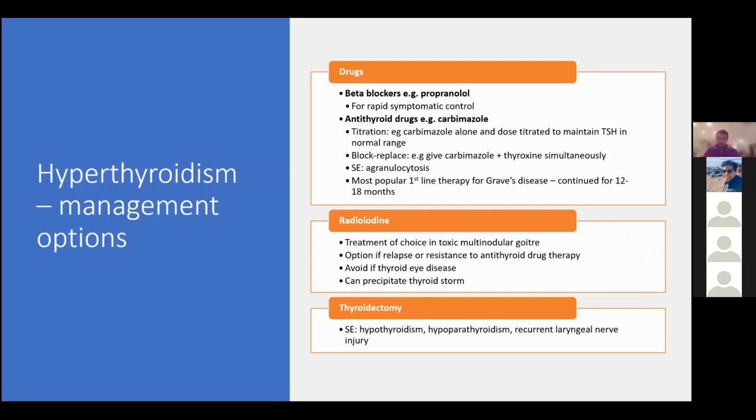And lastly, another option and an alternative is thyroidectomy. And obviously, if you're getting rid of the thyroid gland, then you can expect patients to become hypothyroid and hypoparathyroid. And just thinking about locally, the recurrent laryngeal nerve runs very close to the thyroid gland. So you have to warn the patient that this could be damaged in a potential operation.